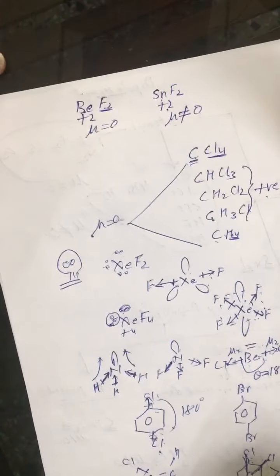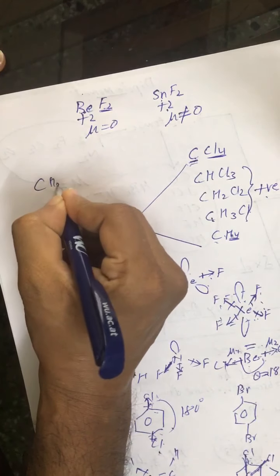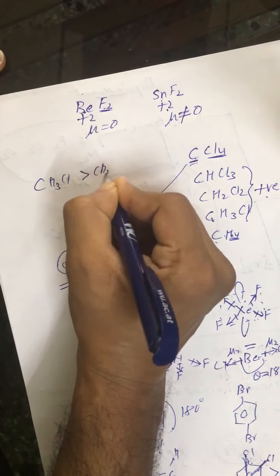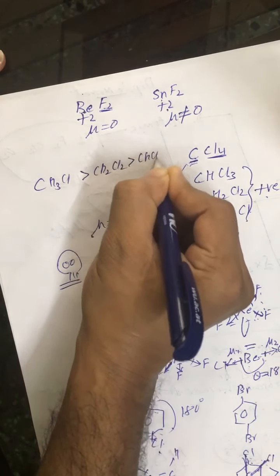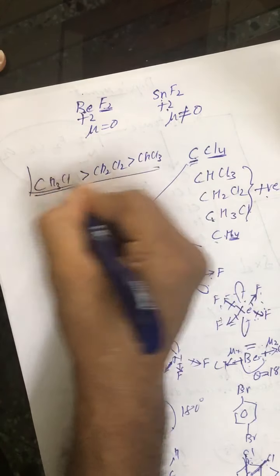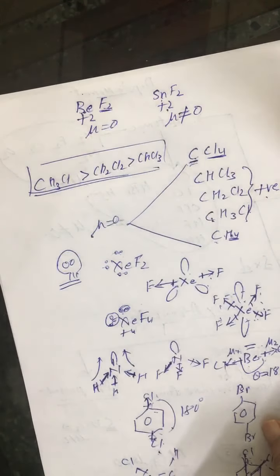Similarly, we have CH3Cl, then CH2Cl2, then CHCl3. This is again an important case. And then there are cases of numericals.